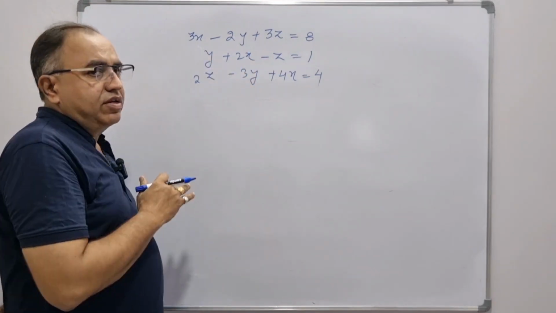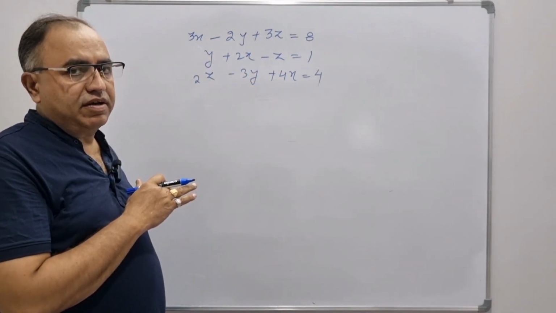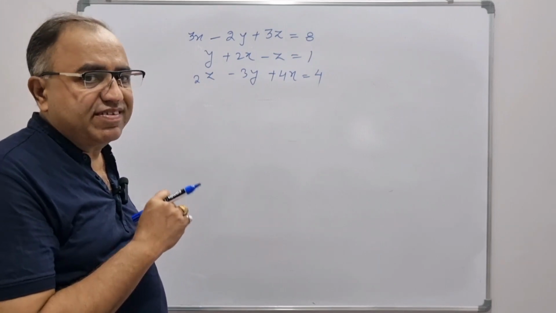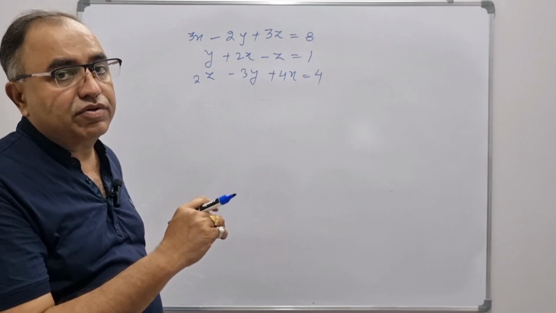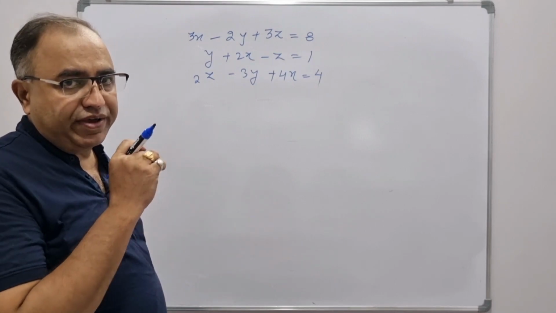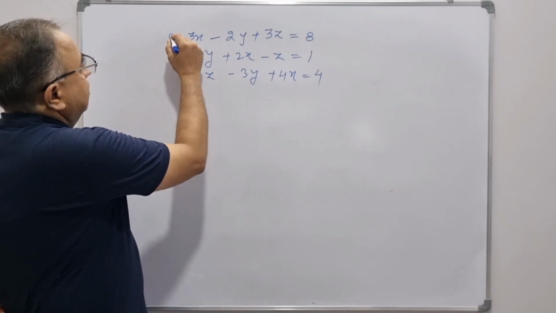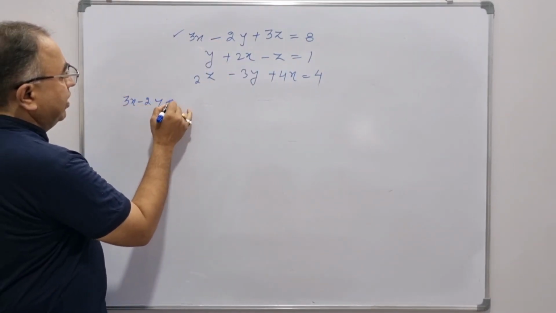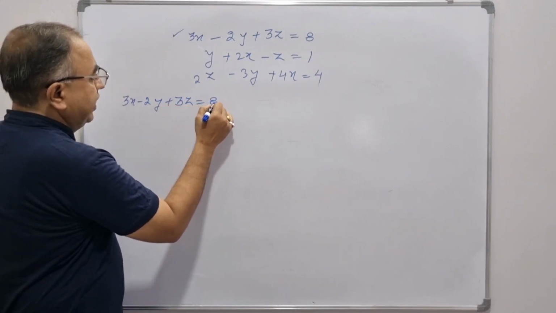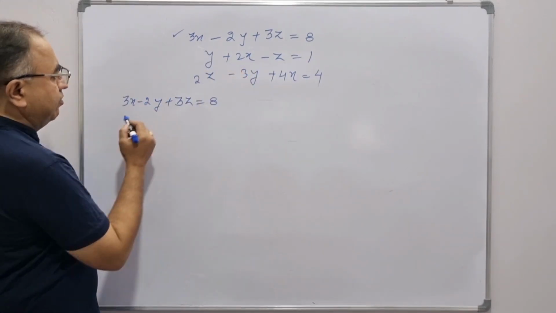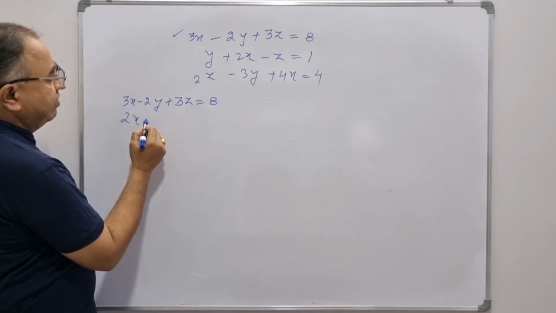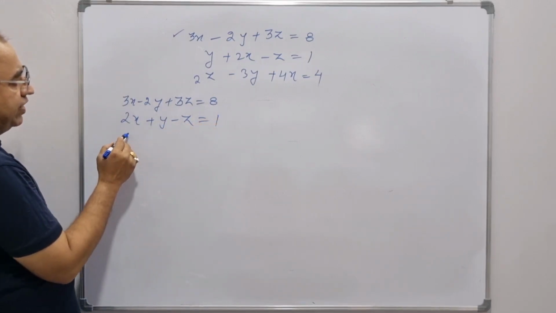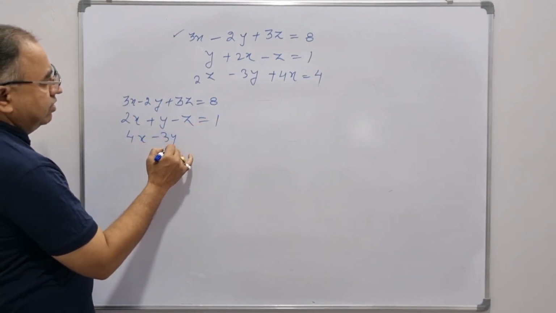Now before you solve the system, you have to ensure that each equation is arranged in the standard form. The standard form is a1x plus b1y plus c1z equal to d1, which means the first term should be of x, then y, then z. The first equation is already arranged in the standard form: 3x minus 2y plus 3z equal to 8. But the second equation is not in the standard form. To arrange it, first write the term including x, then y, then z. Here also first write the term including x, then y, then z.